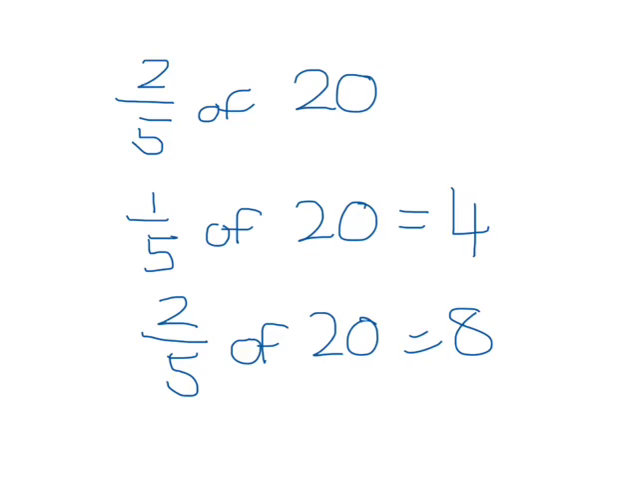So basically what you do is you divide by the bottom, then you times by the top. You divide your number by the denominator, then you times by the numerator.